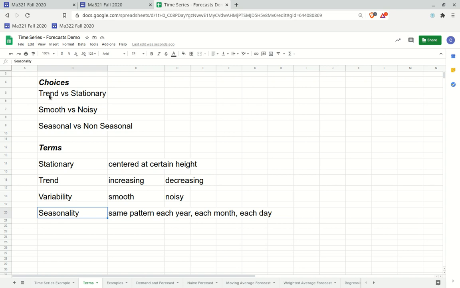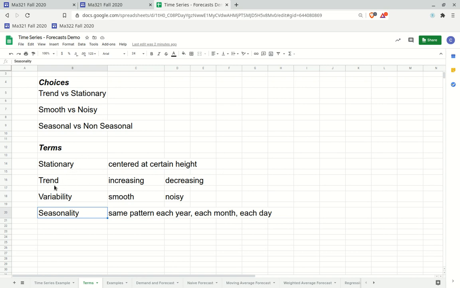They talk about whether there's a trend versus whether it's stationary. And stationary means it's centered at a certain height. We'll see that. It always stays at the same level at some height for stationary, versus trend. Trend will be that the graph either goes upwards, and we can see it kind of going upwards from left to right, so increasing from left to right, or it might be decreasing from left to right.